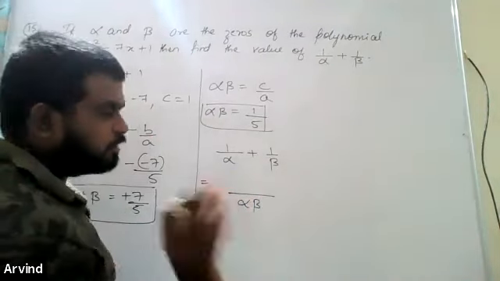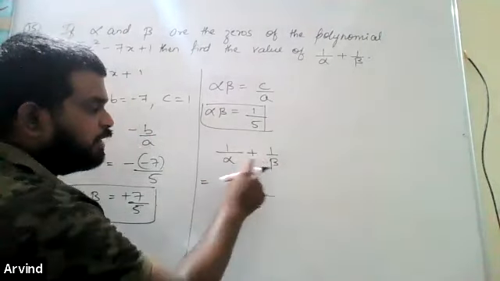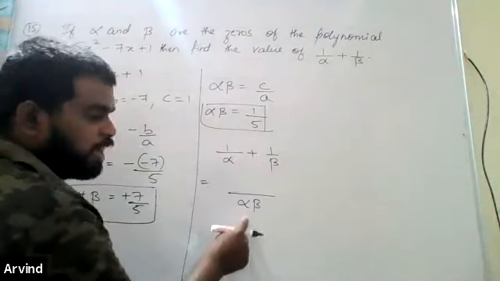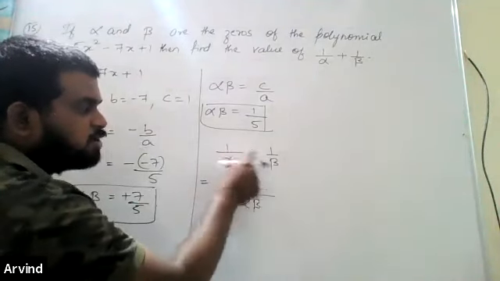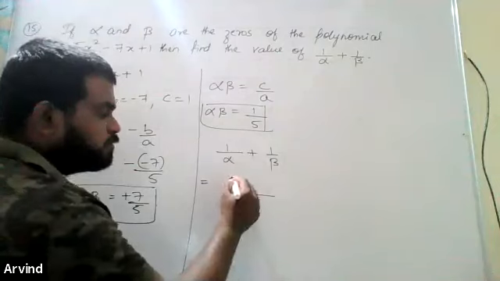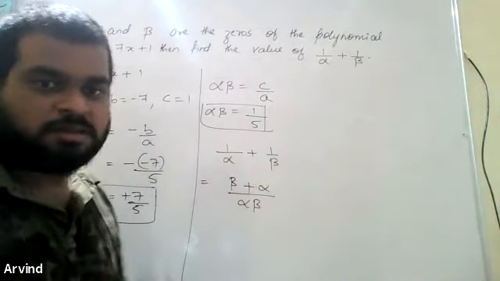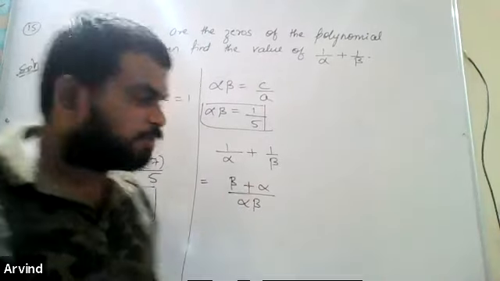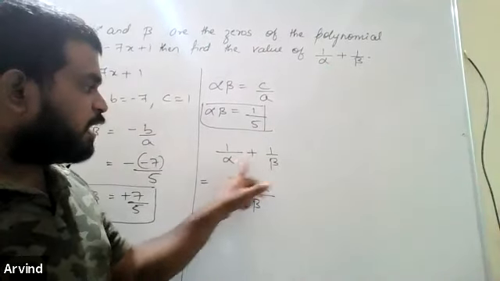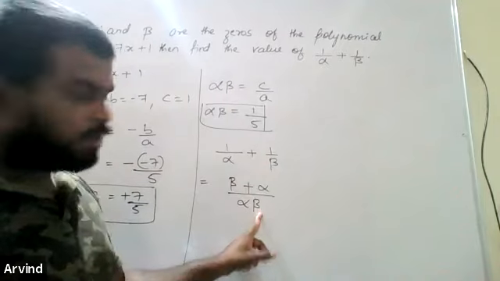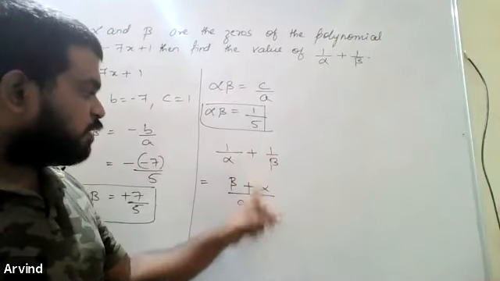Shall I do it more simply? The simple way is to multiply the denominators. Alpha into beta is alpha beta. Do criss-cross multiplication. Beta into 1 is beta, plus alpha into 1 is alpha. Understood? This is the easiest way of doing LCM. Multiply the denominators. Alpha into beta is alpha beta. Beta into 1 is beta. Alpha into 1 is alpha.